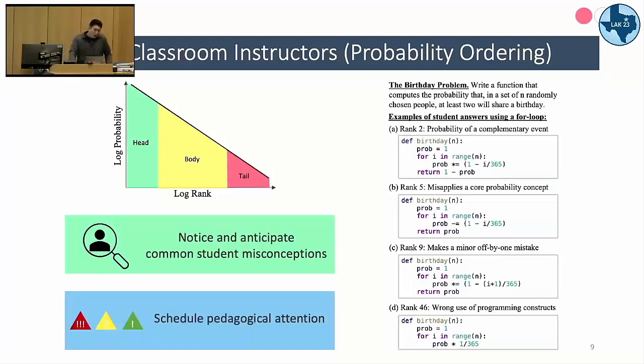Also, you can use this to schedule pedagogical attention. Oftentimes the students in the tail would benefit most from a prioritized follow-up from the instructor, either because he or she has an idiosyncratic error state, or because that student gave a really creative response. Either way, students in the tail would benefit most from a follow-up. And in this example, the lowest ranked student seems to have issues with programming, and we might want to follow up with this student.